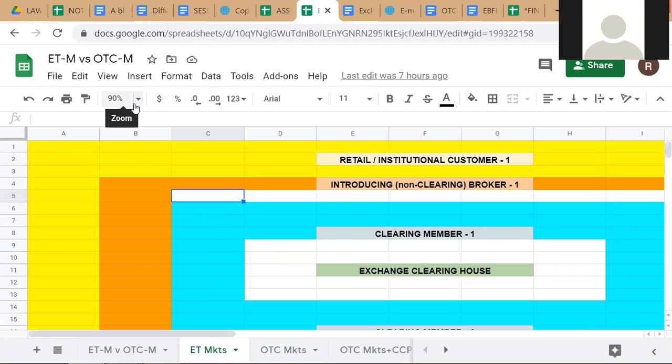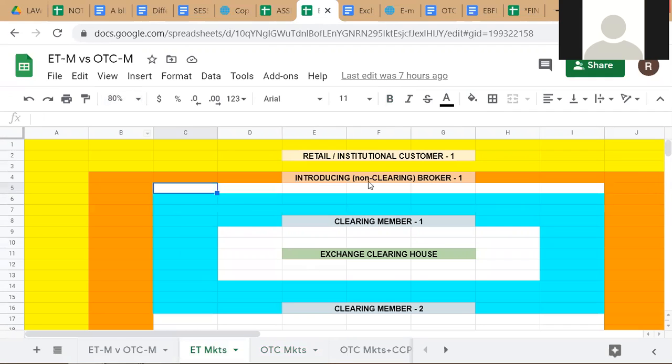So maybe here I should make this even smaller. Yeah, so you see the same thing there, okay? I don't know if you guys can read this. Can you read this? Retail institutional customer 1. Yes, sir. You can read it? Okay, introducing non-clearing broker, that's fine.